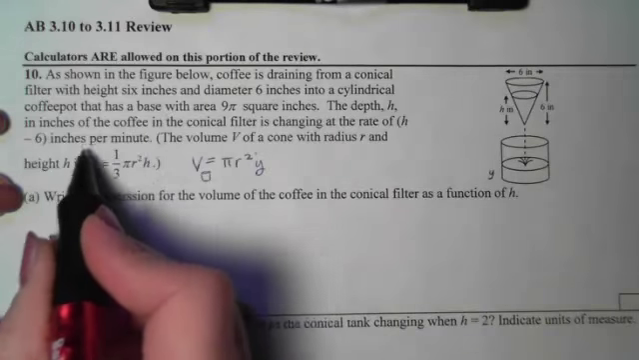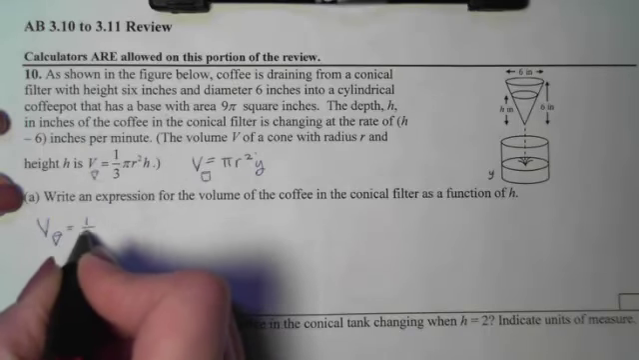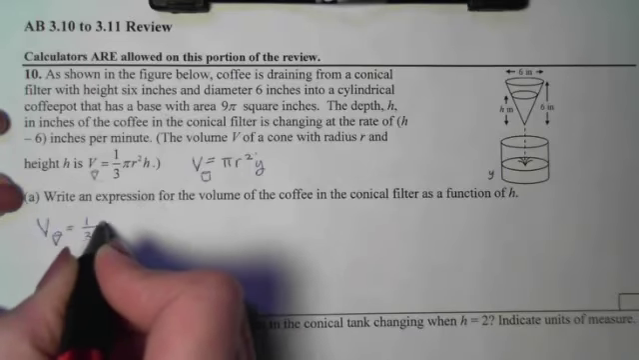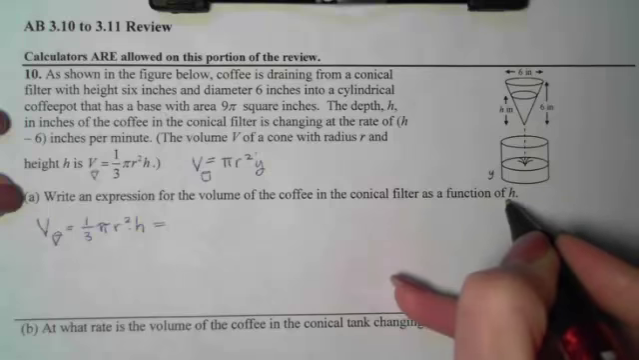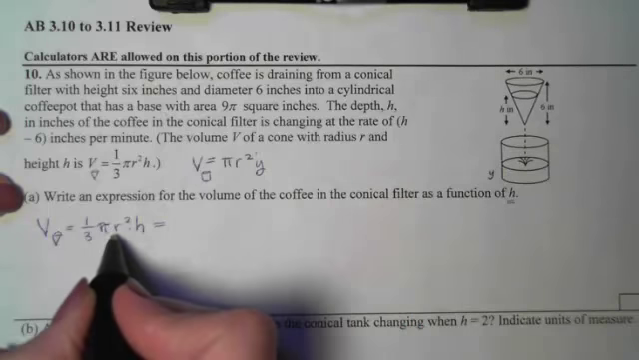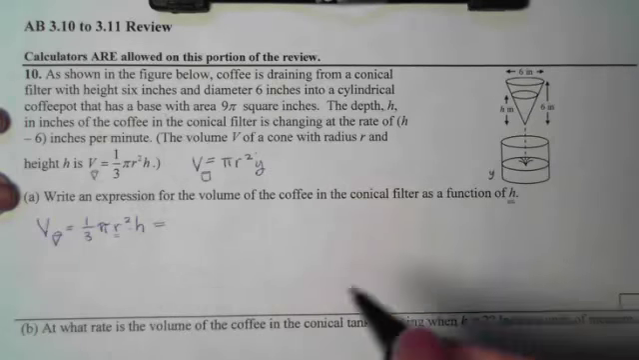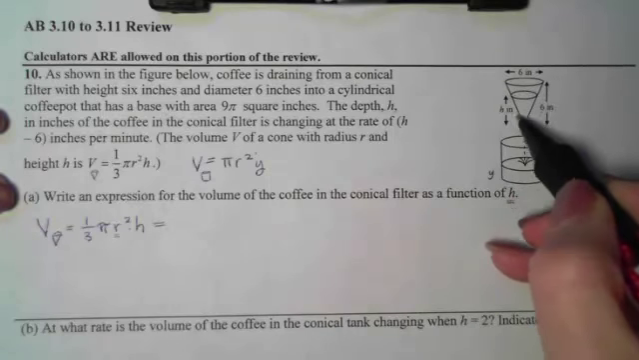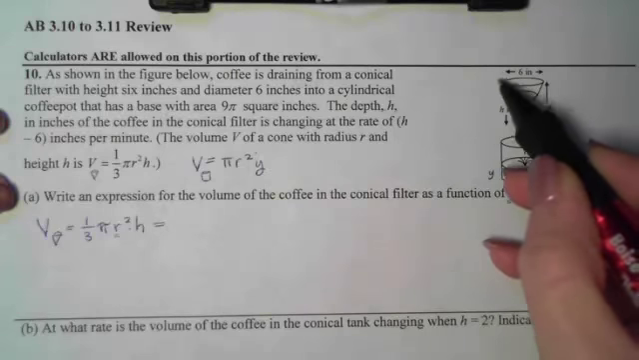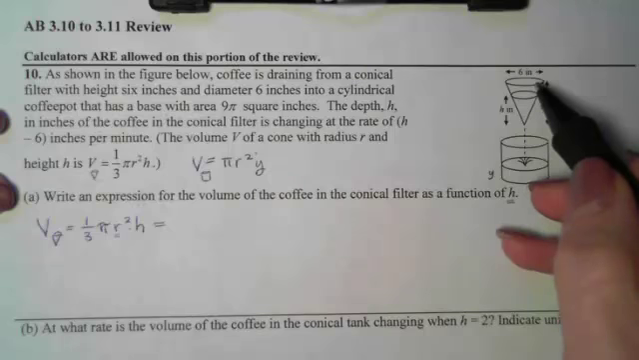So they gave us a volume formula for the conical filter as 1/3 pi r squared times h. And the instructions are to get it in terms of h only. So that means we've got to somehow get rid of that r, or substitute in some way so that the r is written in terms of h. So if we look at the picture, we can see that the coffee creates a cone that is similar to the filter itself. So that means we will have proportional dimensions.